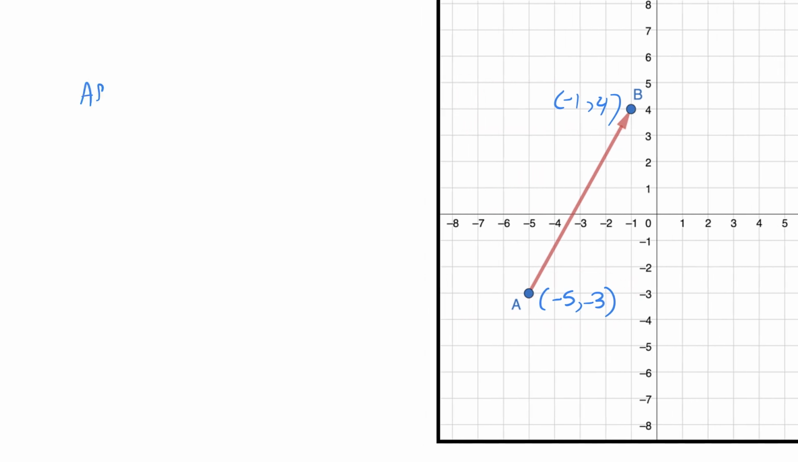So for vector AB, its x component would be -1 minus -5, and its y component would be 4 minus -3, which means this would equal the x component of this vector, -1 plus 5 is 4, the y component, 4 minus -3 is 7.